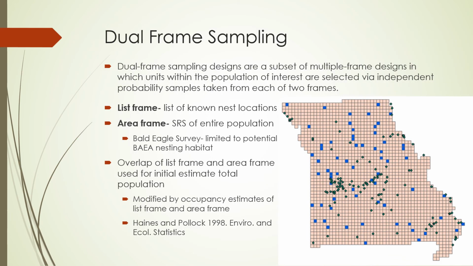I just want to briefly mention dual frame sampling designs because these are being considered and are actually being used now or encouraged to be used for bald eagle sampling across the United States. With dual frame sampling, they're a subset of multi-frame designs in which units within the population of interest are selected via independent probability samples from each of the 2 frames. So in this dual frame sampling, you start with a list frame, and in this case it might be a list of known bald eagle nest locations.